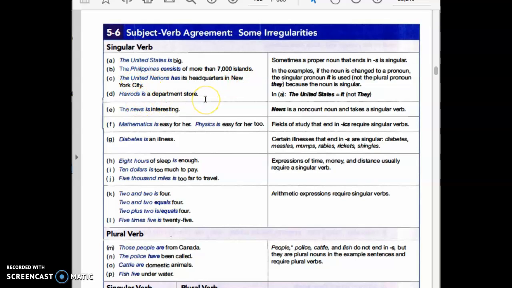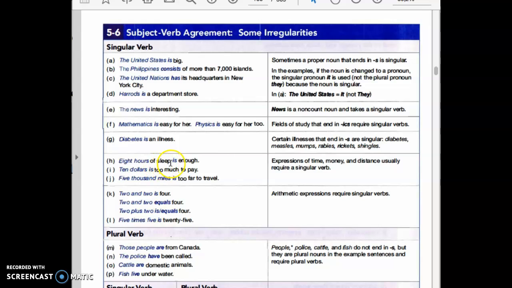Harrods is a department store. It's a store, so it's the name of the store. So that's it. It's singular. So "the news are very important" is wrong. Many people make this mistake. The news is. Okay. Mathematics, it's a subject, a discipline. Mathematics is easy for her. Physics is easy for her too. Diabetes is a disease, an illness.